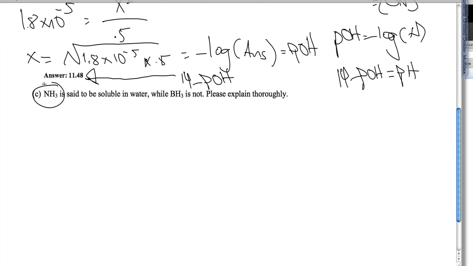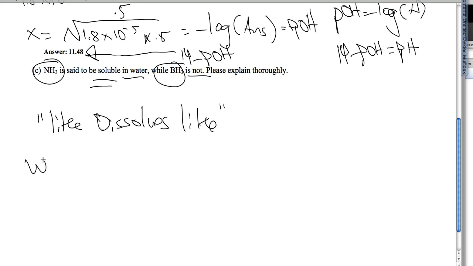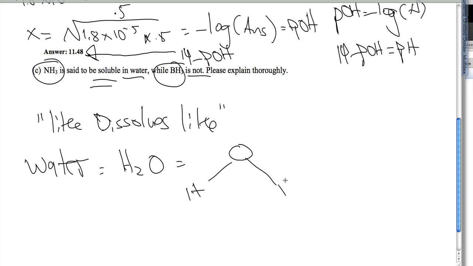Okay, C, it says NH3 is said to be soluble in water, while BH3 is not. Anytime you're talking about solubility in water and they give you Lewis structures, the concept you're going to be using is like dissolves like. Okay, so let's see who is like water. So water, which is H2O, has the Lewis structure O, H, 2 lone pairs. So water is polar with 2 H bonds.